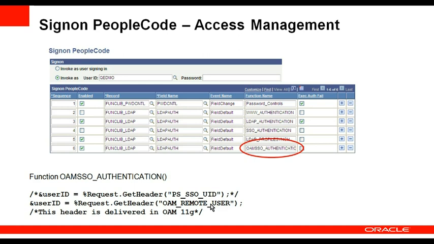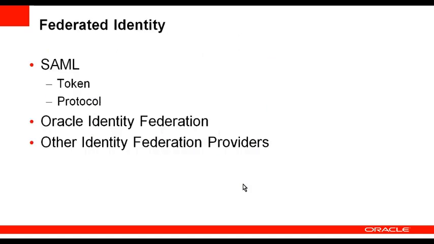We're assuming in the delivered PeopleCode that it's using the remote OEM remote user to deliver the PeopleSoft user ID. The attribute in Access Manager 10G was PS_SSUID. So there's the possibility that a slight change is needed in the sign-on PeopleCode if you're implementing PeopleSoft with a newer version of PeopleTools, but still using the older version of Oracle Access Manager.